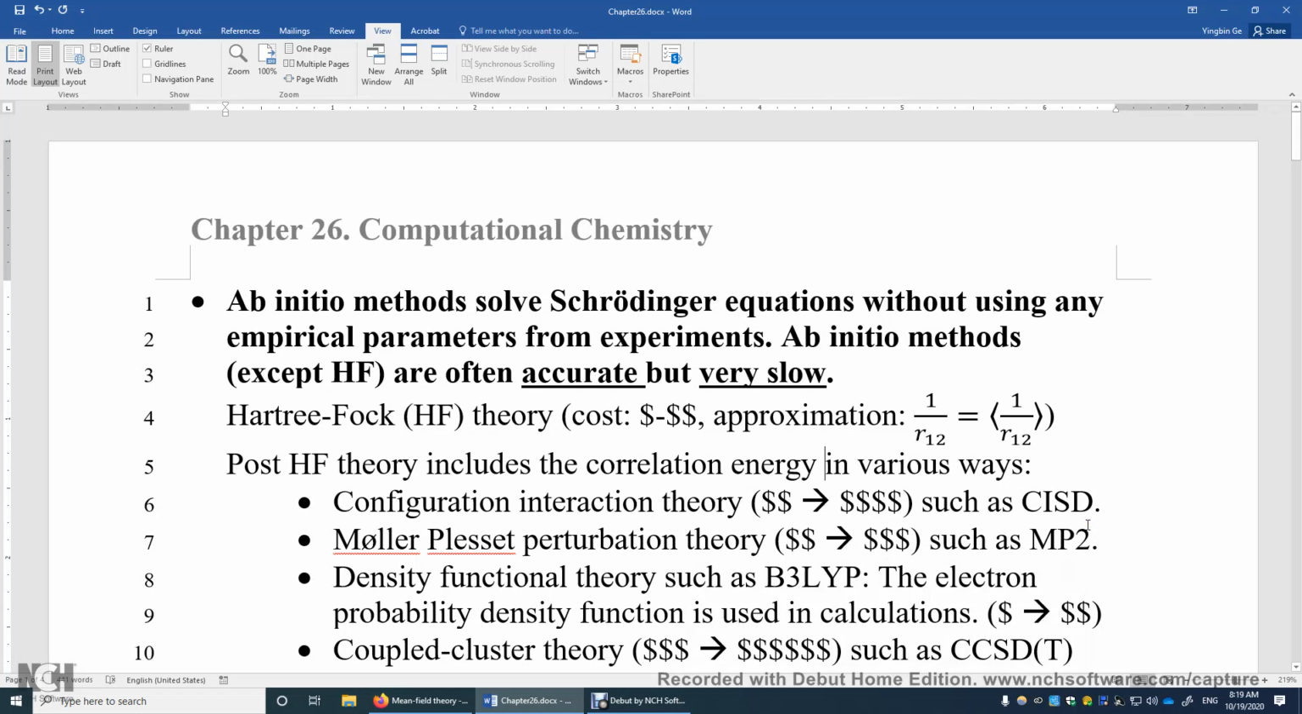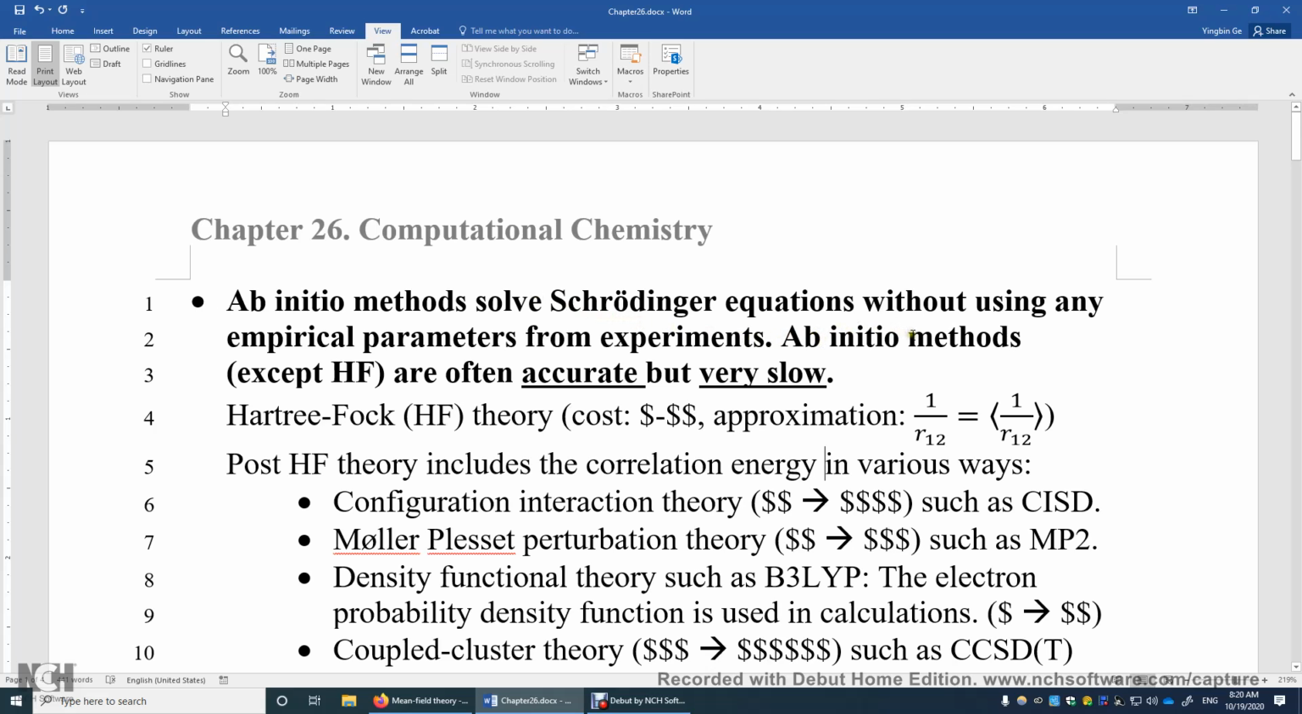This is Physical Chemistry, Part 3, Quantum Chemistry, Chapter 26, Computational Chemistry. There are three categories of methods in computational chemistry: ab initio methods, semi-empirical methods, and molecular mechanics. First, ab initio methods. Ab initio means from the beginning, or first principle. The ab initio methods solve the Schrödinger equations without using any empirical parameters from any experiments.